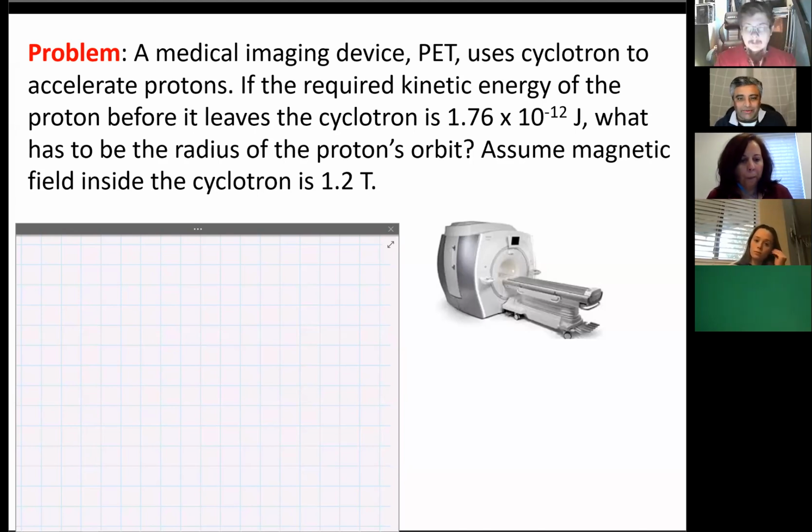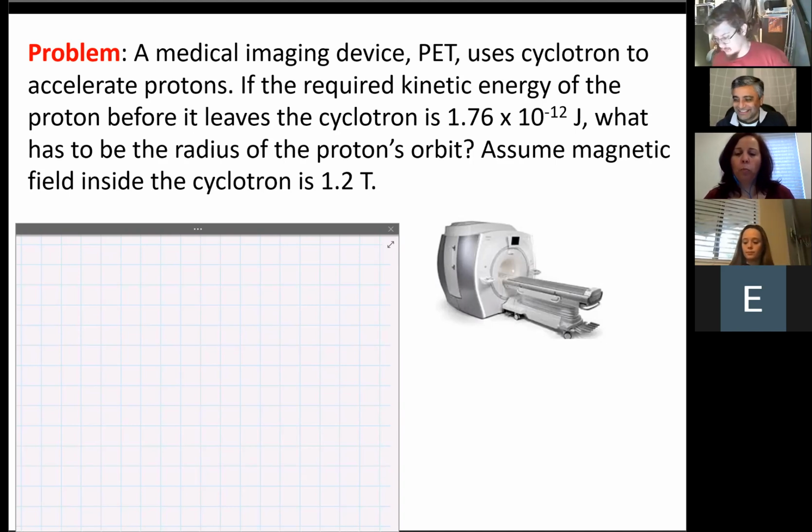So last class we started talking about, what did we start talking about? Magnetic field, yes, and force on a charge when it moves in a magnetic field, right?